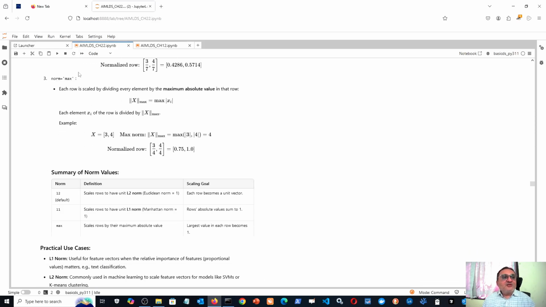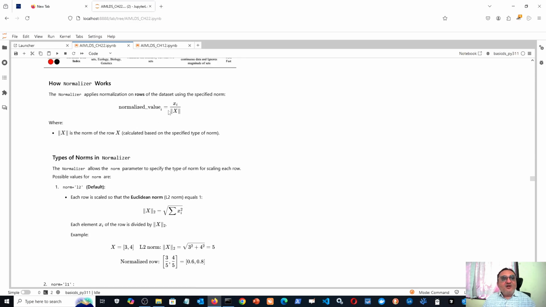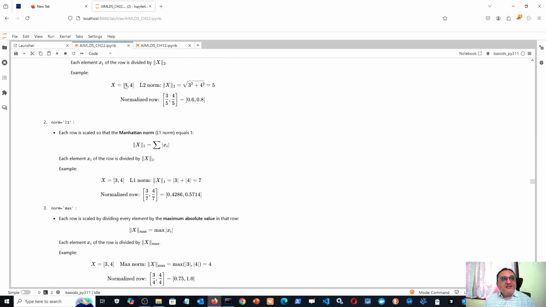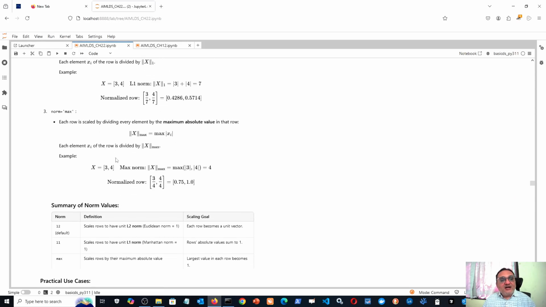And similarly, max normalization is simply that you put in the denominator the maximum value in the row. So this is one row, 3 and 4. The maximum value is 4, so each observation will be divided by that. So 3 by 4 and 4 by 4, or 0.75 and 1. That is called the max normalized version of this x.